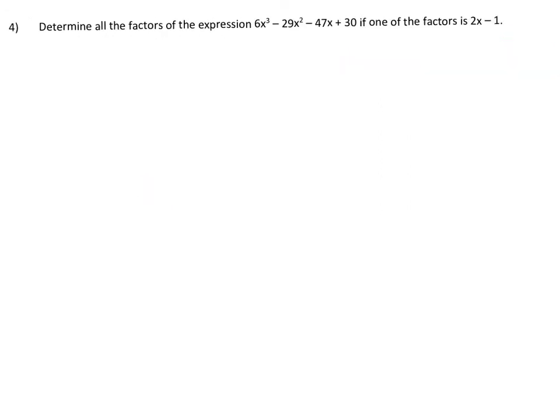Number 4 asks us to determine all the factors of this expression if one of the factors is 2x minus 1. Well, we know that if this is a factor of this expression, it divides evenly into it. So let's do long division. Because this is a factor of this expression, we should wind up with no remainder because it's dividing evenly into it. So here we go.